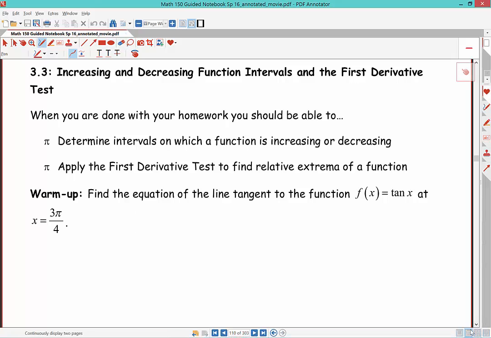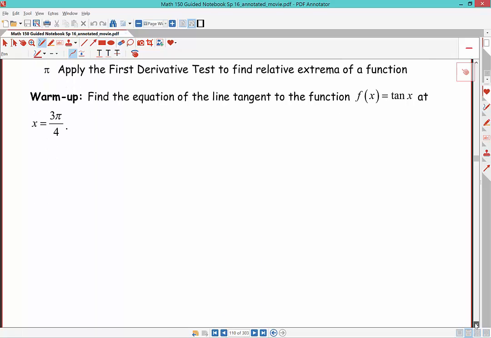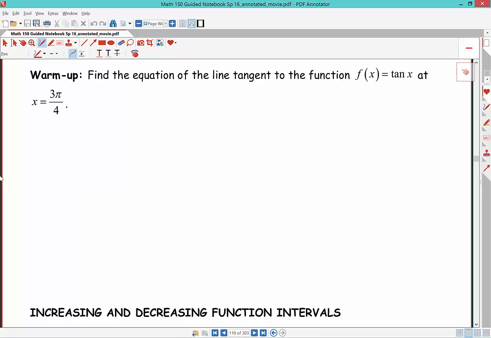We need to find the equation of the line tangent to the function f at x is equal to tangent at x, at the input value 3 pi over 4. So ready, on your mark, get set, go! You can do it. I know you can. All right, let's see how you did.